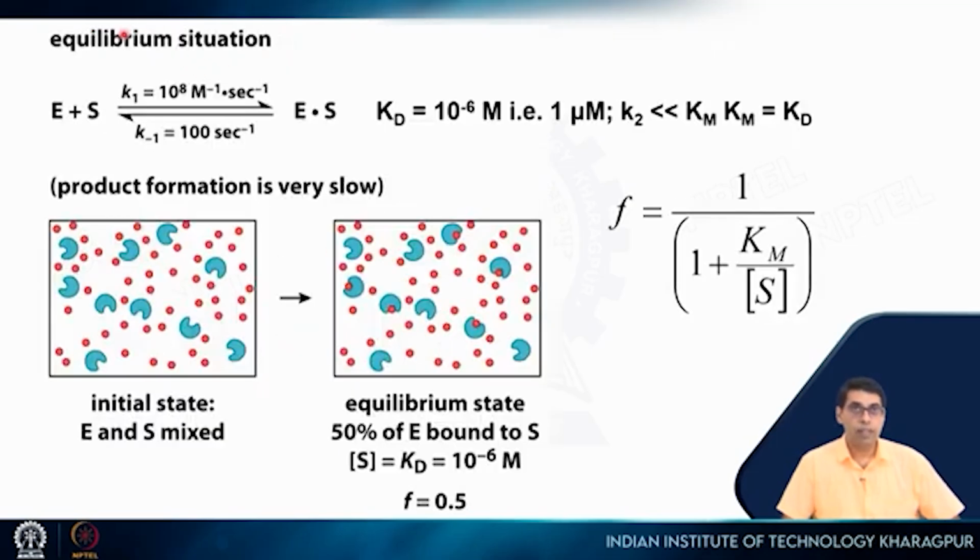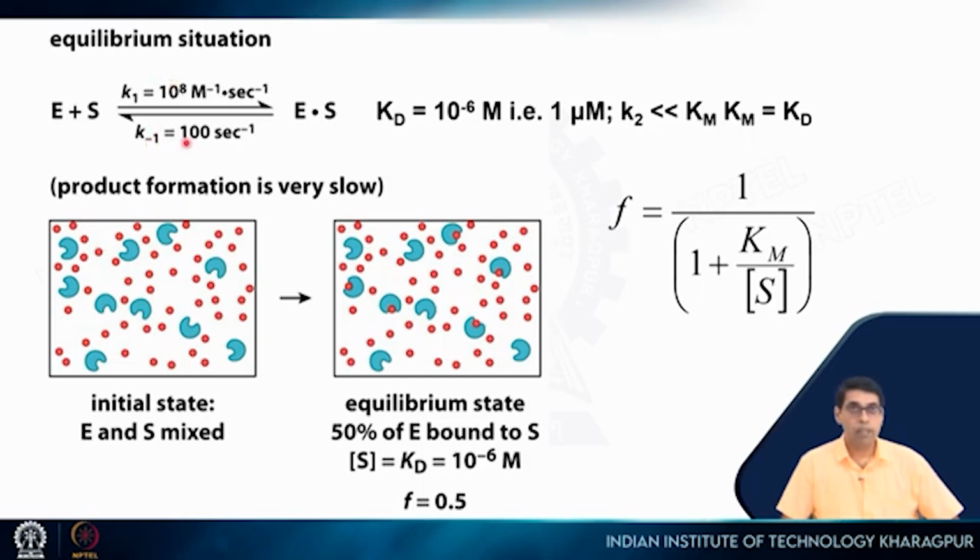So let's look at that. That's the equilibrium situation, and we can take some actual numbers to understand it better. Let's say K1 equals 10 to the power 8 per molar per second. Remember that this is the rate of association, and the maximum value this rate can reach is how fast the two molecules, the free enzyme and the free substrate, find each other. They can find each other at the rate of diffusion. So that is what we have taken.